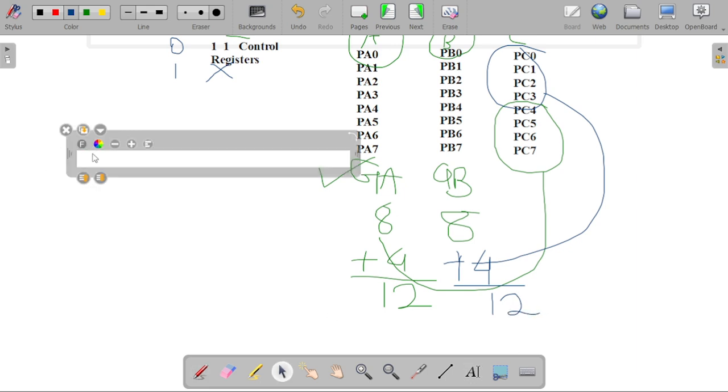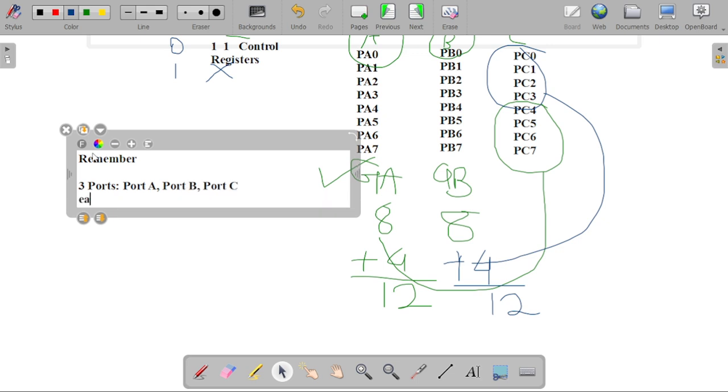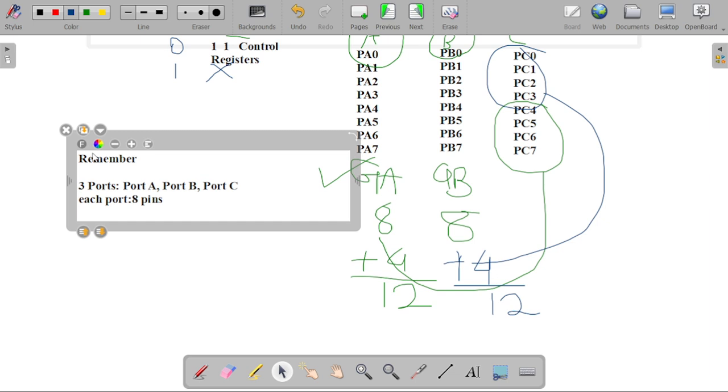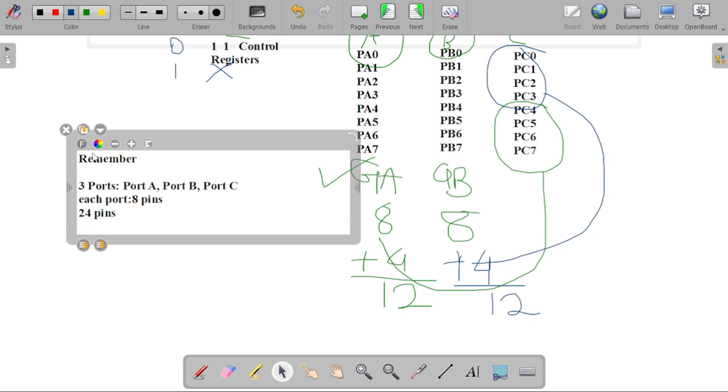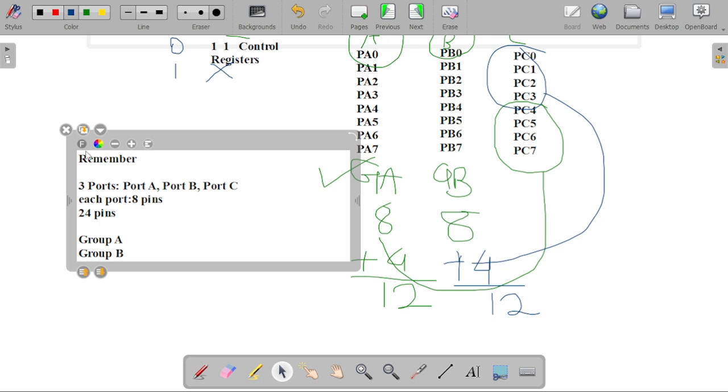For the 8255 PPI, you have to remember this point: it consists of 3 ports, port A, port B and port C. Each and every port has a total of 8 pins, and out of the 3 ports we get 24 pins. We have a total of 2 groups, group A and group B. Each group has a total of 12 pins. So how can we consider these 12 pins?